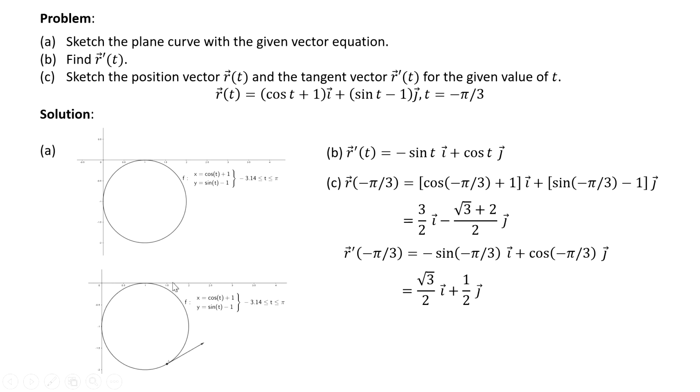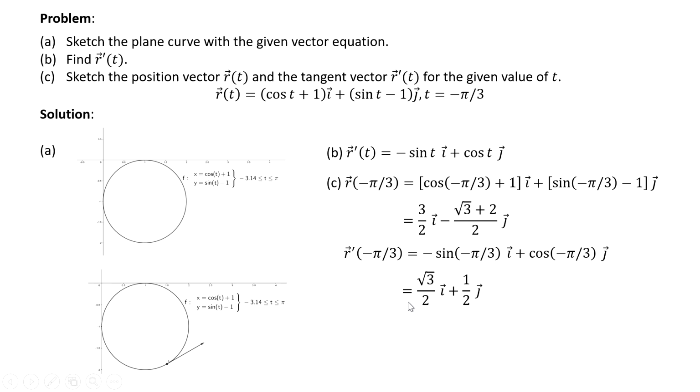So at an x value of 1.5, 3/2 is 1.5, and the y value is negative square root of 3, about 1.732, so about negative 1.8. Yep, that's where that point is located. That's the position vector r of negative pi thirds.